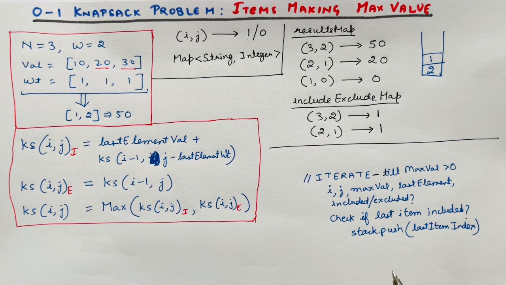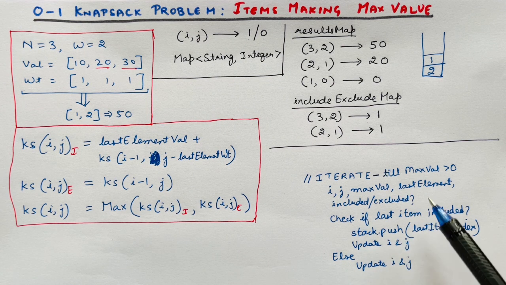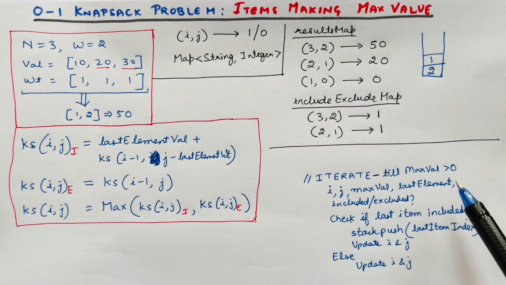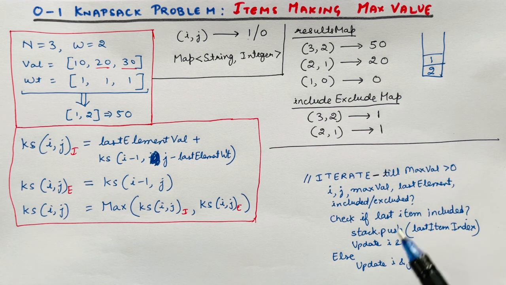Now, if we have included the last item, then through this recursive relation, we know what is our next problem to go to. So we can update our I and our j accordingly. So we update our I and j here. And if the last item was excluded, that means there is no item to be pushed into the stack right now. Therefore, we only update I and j as per this recursive relation. We go on iterating till the max value is greater than 0. Once the max value is equal to 0, that means there are no further items that we need to include.